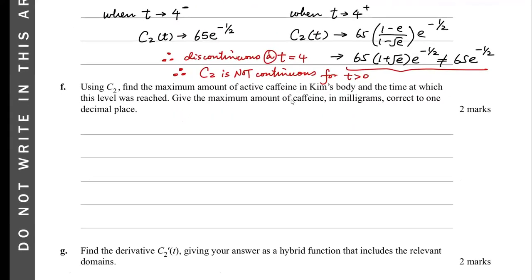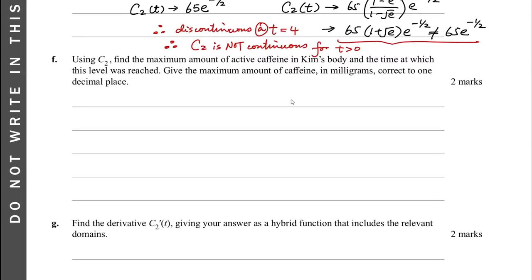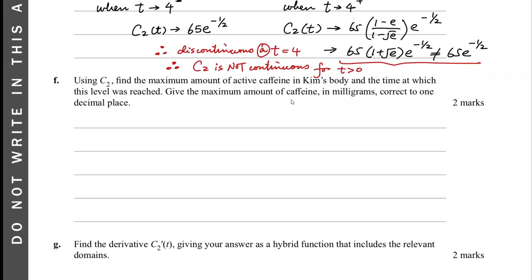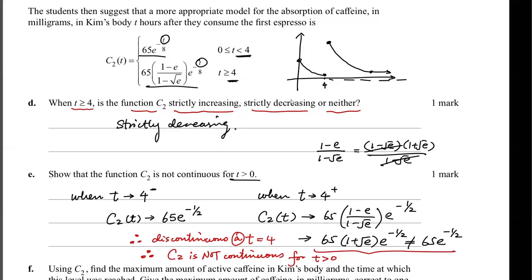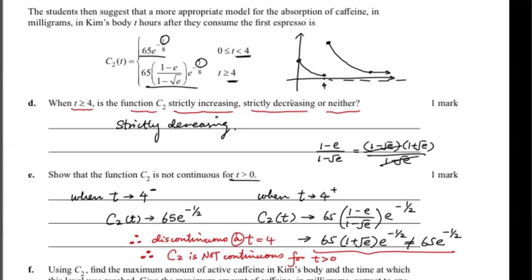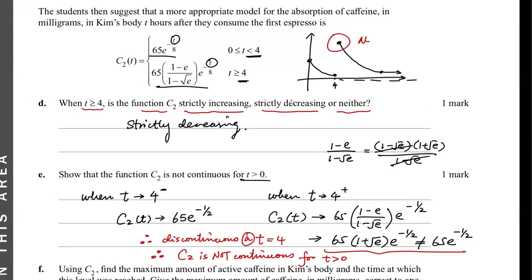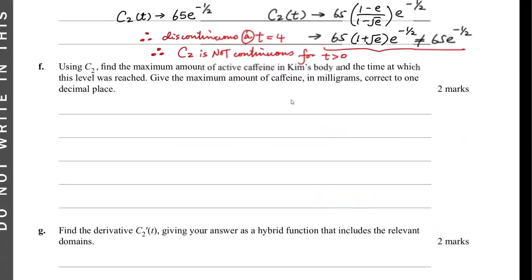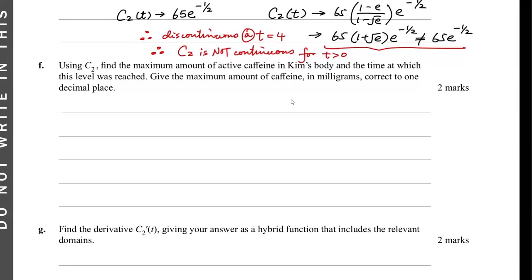Okay, using C to find the maximum amount of active caffeine in Kim's body and the time at which this level was reached, give the maximum amount of caffeine in milligrams correct to 1 decimal place. So if you plotted these two graphs on your CAS calculator, you can see here is a maximum, but not a turning point. So it doesn't work if you take the derivative and equal it to 0 to find a stationary point, okay? So this is another exercise of using graphical or symbolical representation. And these are more successful approaches.